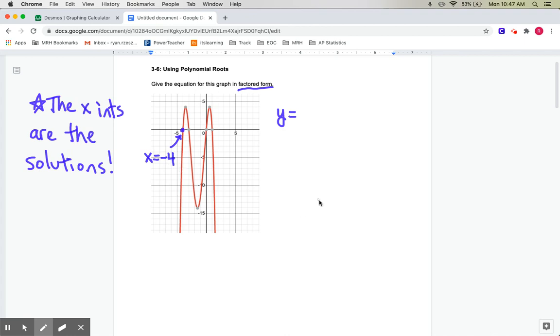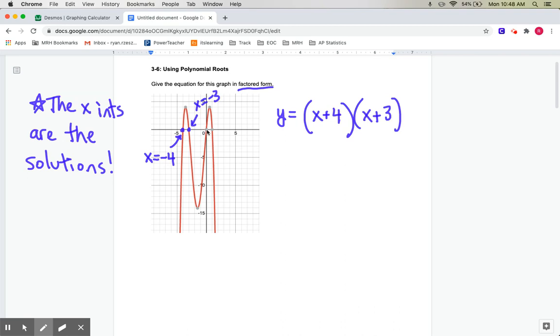Well, if I know that -4 is a solution to this equation, that means that I must have the parenthesis x plus 4 in my equation. I know there needs to be an x plus 4 because if you solve this and set it equal to 0, you're going to get a -4. Then I have a -3 right here. Well, that tells me that I must have the parenthesis x plus 3 in my equation.